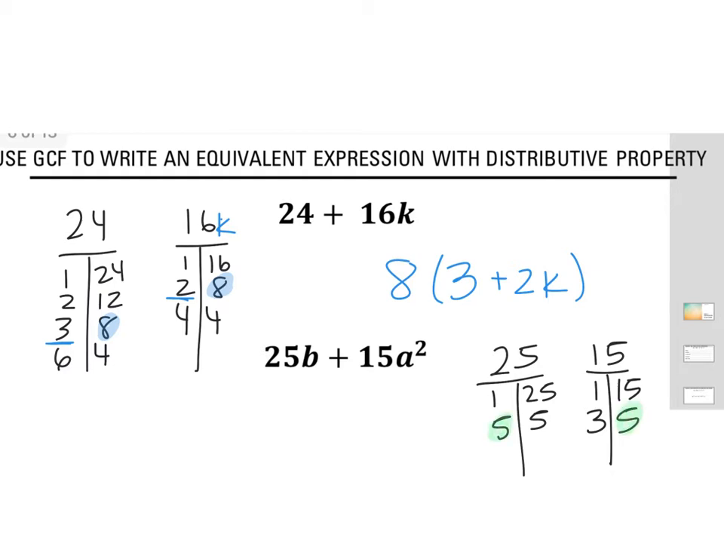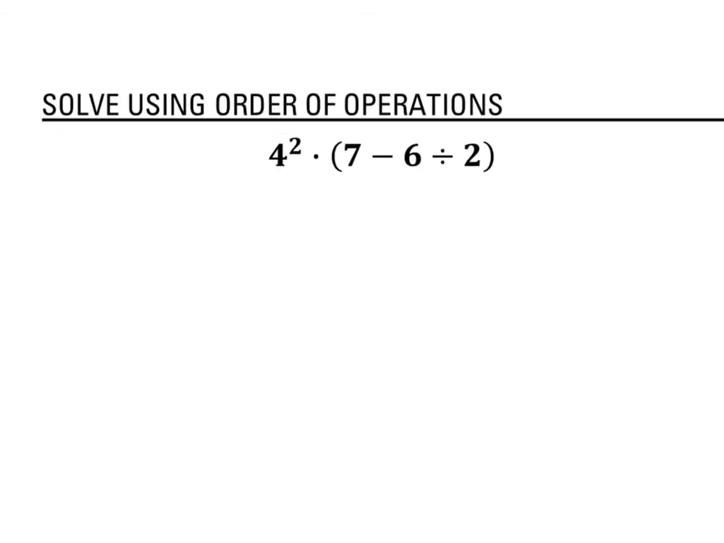So the 5 is going to go on the outside of our parentheses, and then we have to determine what stays inside. So if we take a look, we've got 25b. So the other factor is 5, and then it's going to be a 5b plus. Our 15 was an a squared. Our other factor is 3, so it's going to be a 3a squared. And that is it.